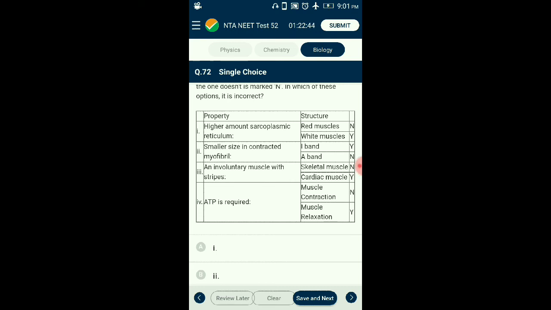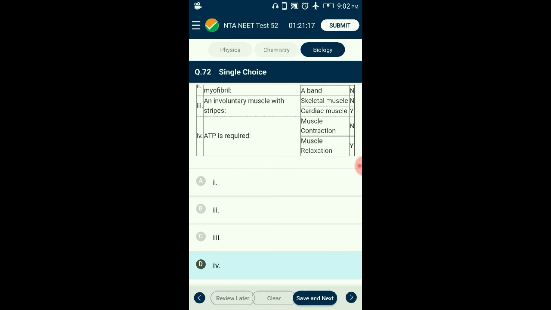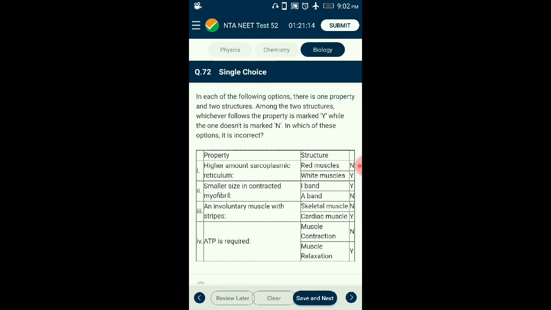During muscle contraction, actin filaments slide over myosin in such a way that the I bands get reduced, whereas A bands retain their length. ATP is required by the myosin to bind its head to actin during muscle contraction. ATP is also required during muscle relaxation to pump calcium ions back to the sarcoplasmic reticulum. Answer for this question is option D. The fourth one is incorrectly matched.